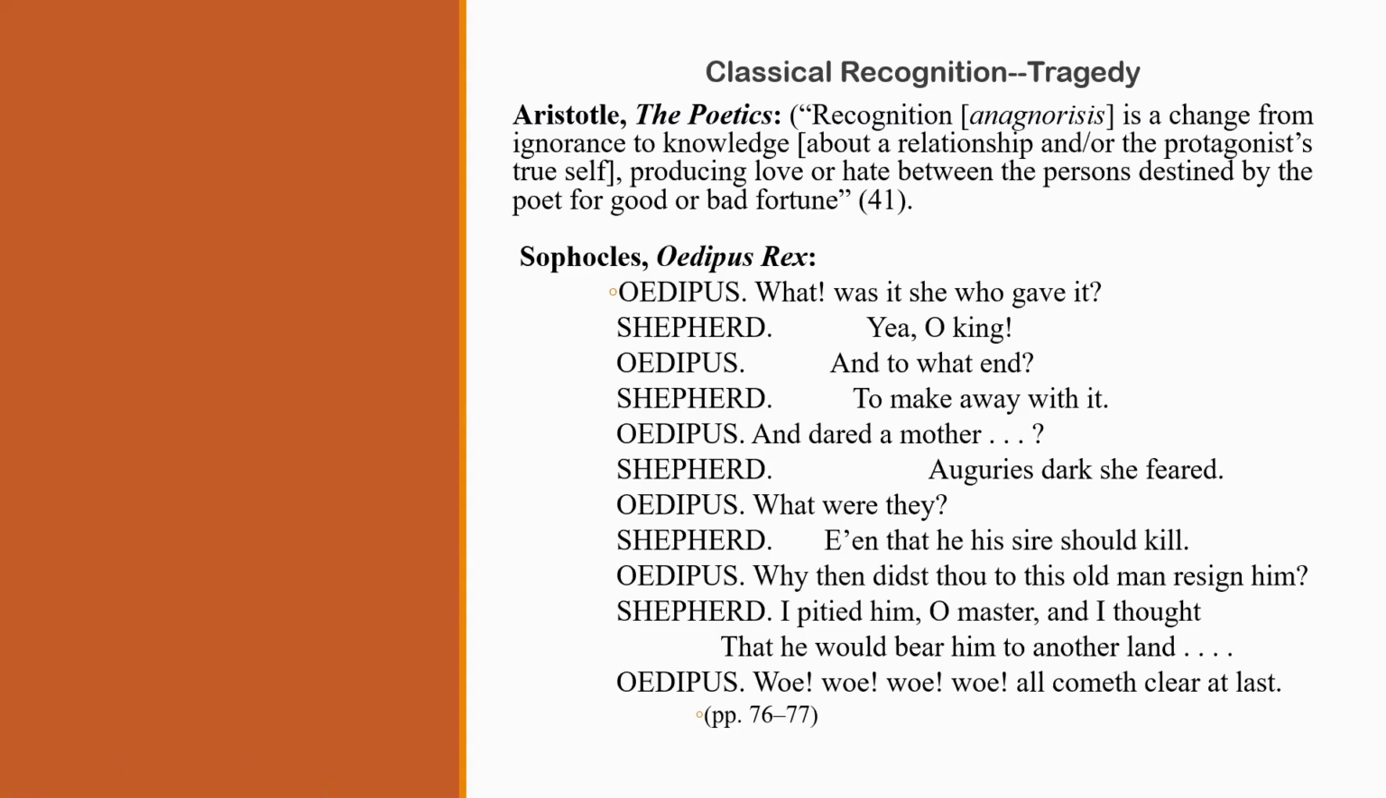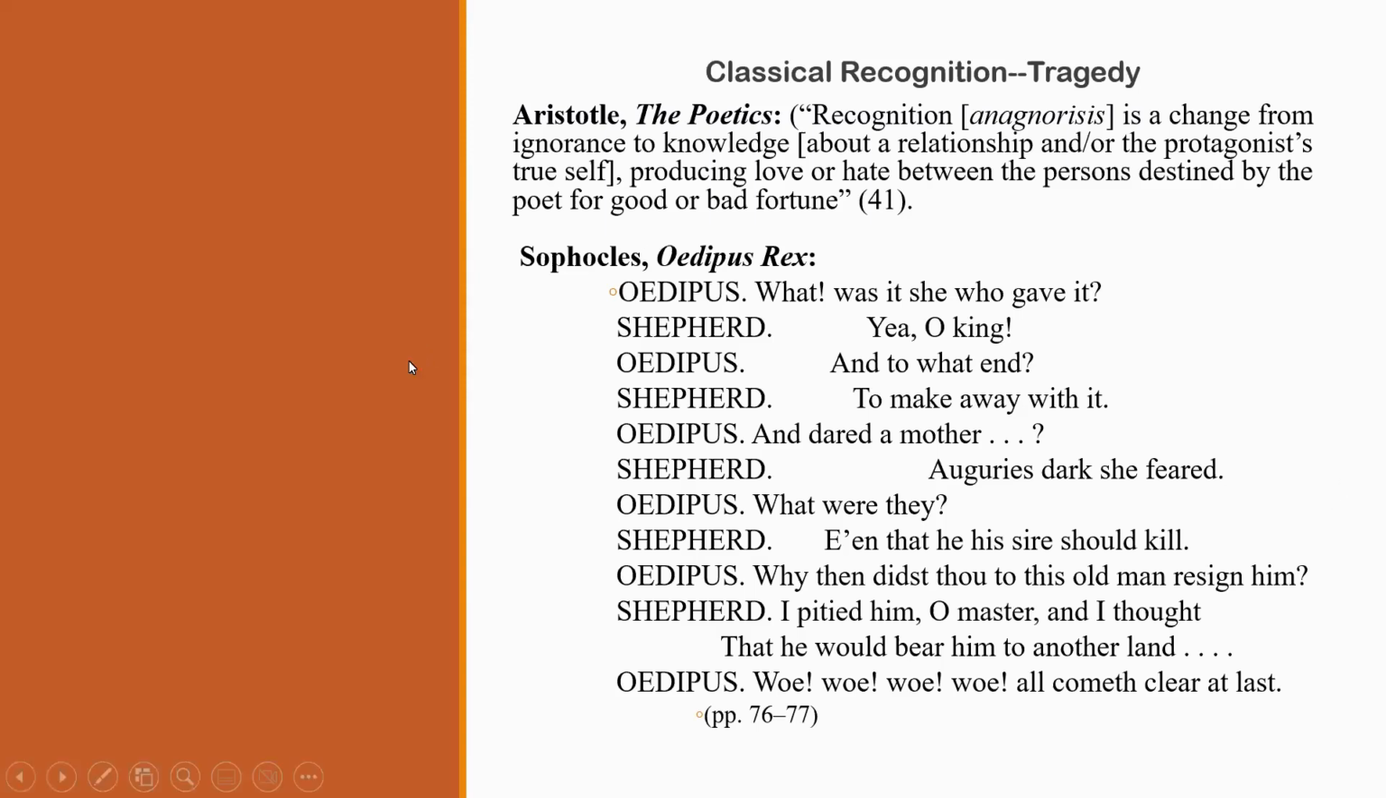What? Was it she who gave it? Yea, O king. And to what end? To make away with it. And dared a mother? Auguries dark she feared. What were they? E'en that he his sire should kill. Why then didst thou to this old man resign him? I pitied him, O master, and I thought that he would bear him to another land. Whoa. All cometh clear at last.